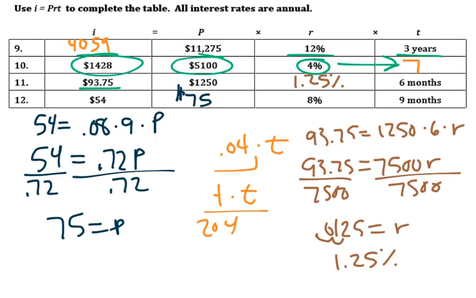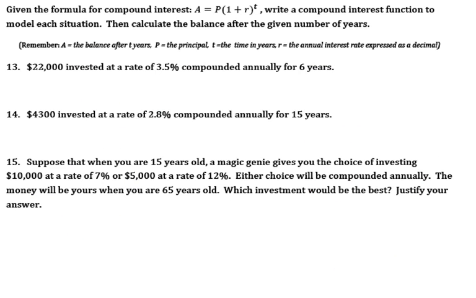For 11, you know what you want to earn, you know how much you have, you know you're going to leave it for 6 months, what's your rate? What rate would you have to get at least? And then the last one, if you wanted $54 earned at 8% in 9 months, you have to invest 75.